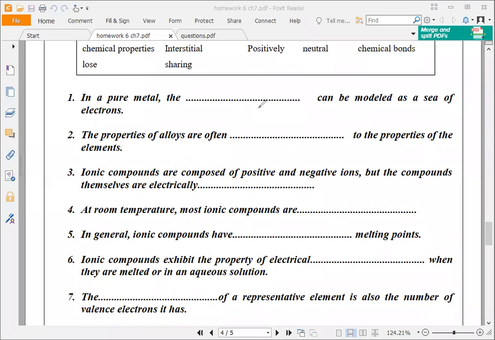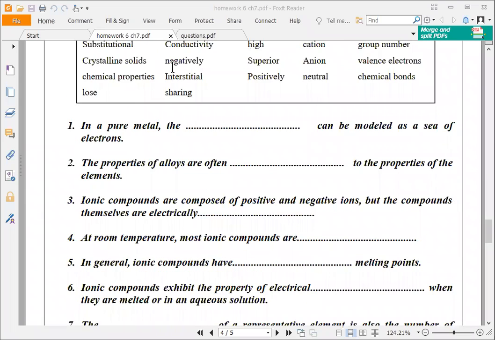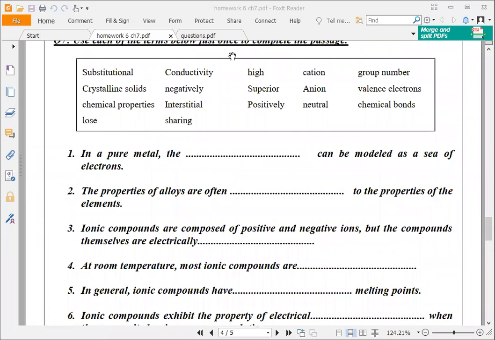Okay, mister. So, in pure metal, the valence electrons can be modeled as the sea of electrons. Yes. Number 2.